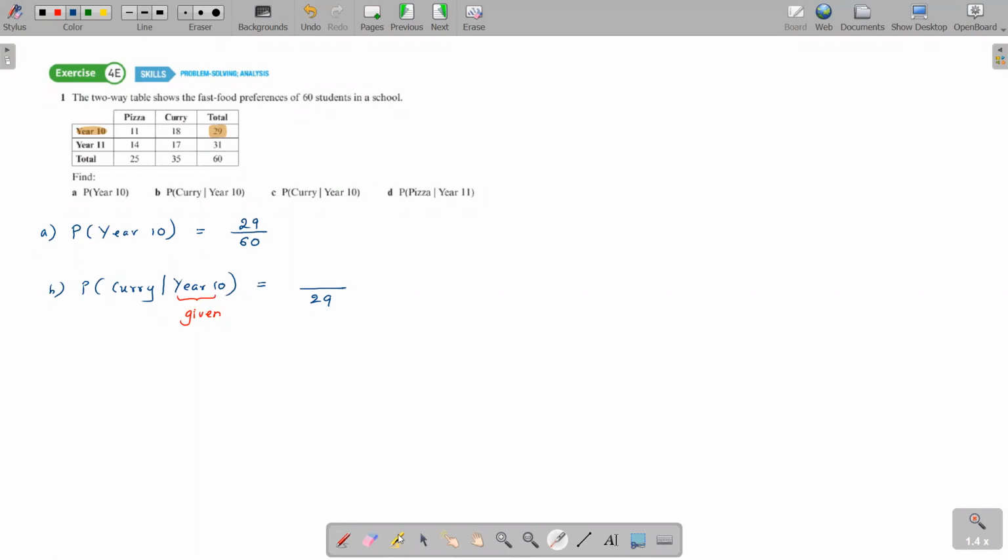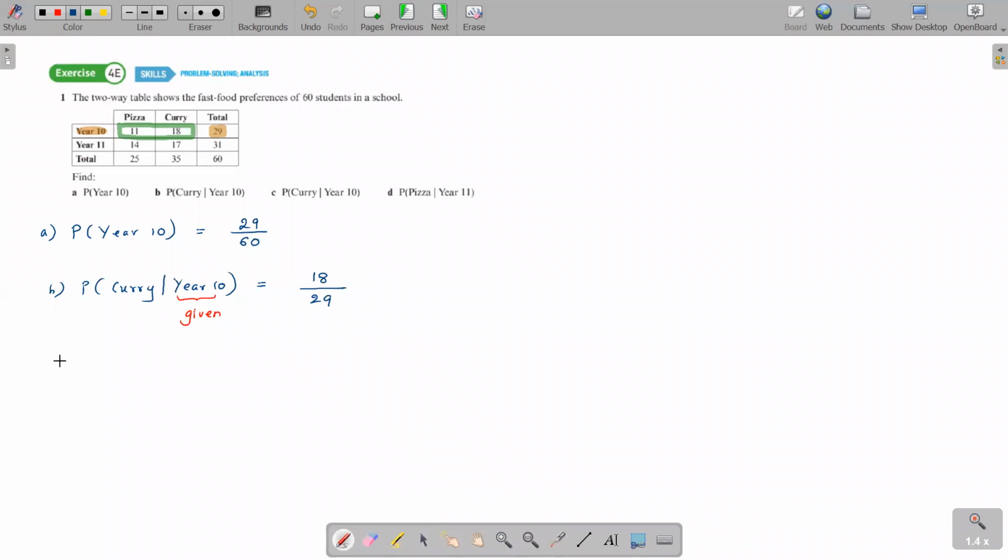From the year 10 students, you can see this is the row concerning year 10. Can you see? So from these year 10 students, how many of them prefer curry? You can see there are 18 of them who prefer curry. So you can write 18 on top. And this is the conditional probability, the probability of curry given the year 10 student. The year 10 student total is at the bottom, because that's your whole, that's the thing that you're considering. And out of those students, how many like curry?